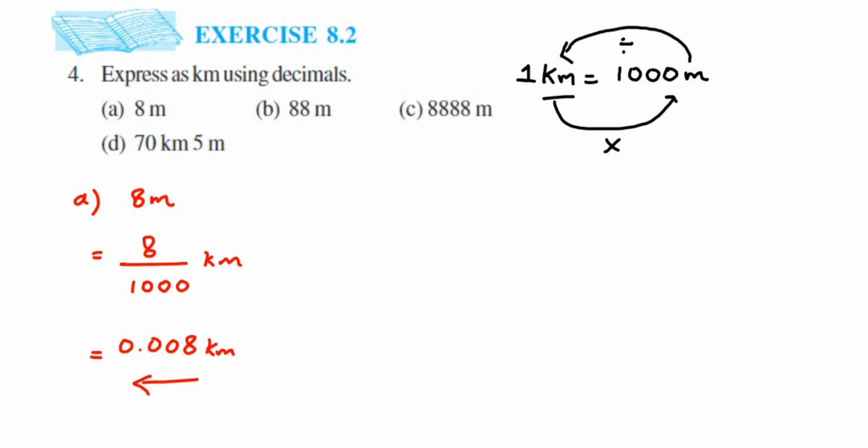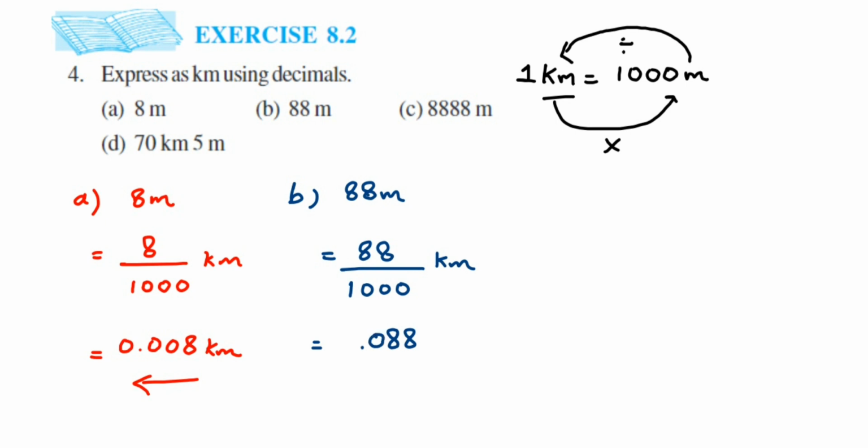Then the next question. We have 88 meters now. So this is equal to 88 divided by 1000 kilometer. So this is equal to, we have 3 zeros, right? So 8, then 8, 2 numbers are over, then 0, then put the decimal, 0. So 0.088 kilometer is the answer. Then the next question, we have 8,888 meter. It's like the previous question only.